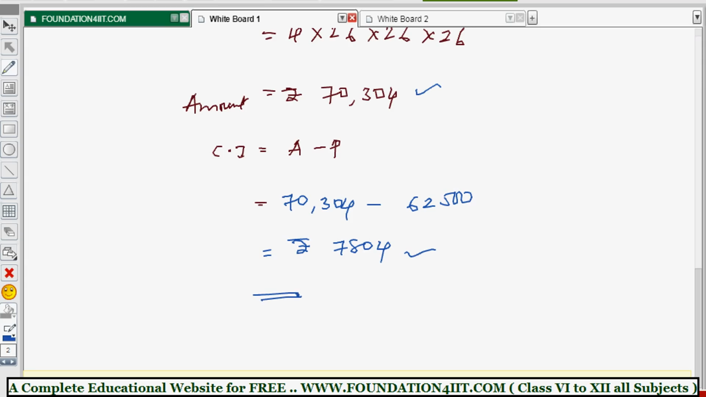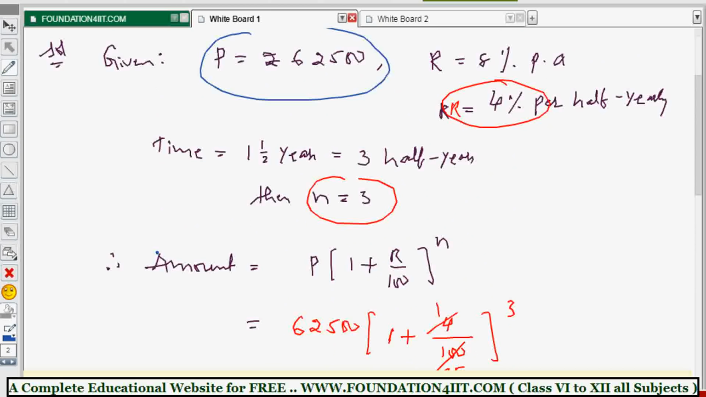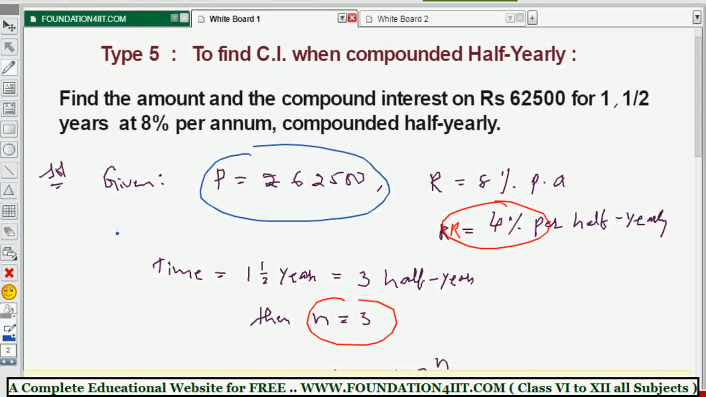Yes. So we can do this. The only important thing is we need to change the values, that is rate of interest and n value. Rate of interest, if it is 8% per annum, will become 4% per half year. And n is just the number of times we need to repeat the interest. So 1.5 years is 3 half years. In 1.5 years, if it is quarterly we should take 6, because 1 year has 4 quarters. Just that changes, and the rate of interest also decreases. Okay, this is about how to find the compound interest when compounded half yearly.